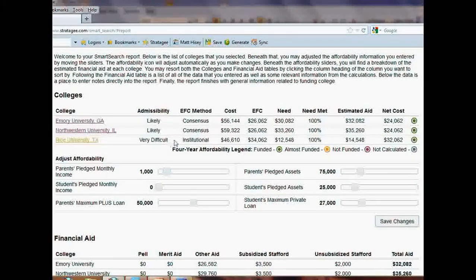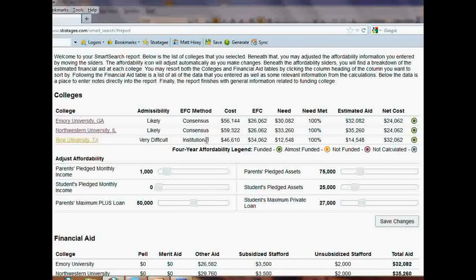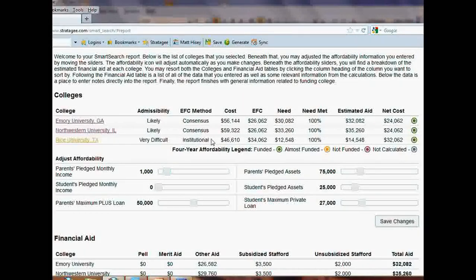So Rice, first column is admissibility. Now we know this would be a difficult school for Joey to get into. It doesn't mean don't apply, but we know it's a very competitive school. They do use the institutional method, which is CSS profile. The cost of attendance is almost $47,000. That's the retail price for the school. That includes tuition, room, board, books, and ancillary costs, and sometimes travel expense.